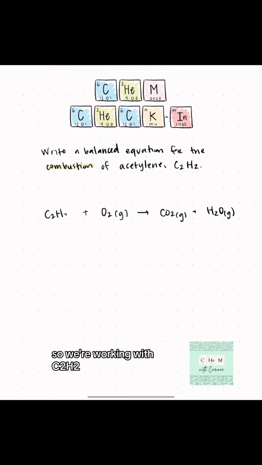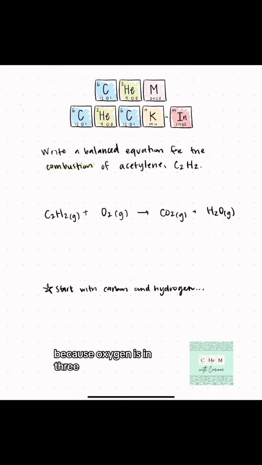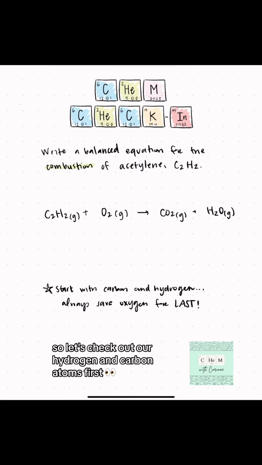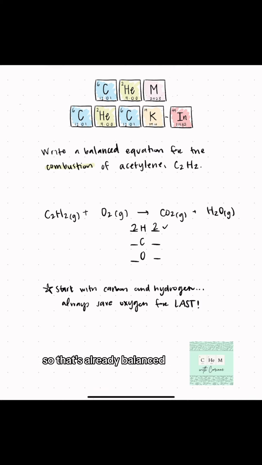So we're working with C2H2. We want to start by balancing our carbon and our hydrogen atoms first. This is always the case with combustion reactions. Because oxygen is in 3, maybe 4 of your species, you always want to save it for last because things just get too complicated. So let's check out our hydrogen and carbon atoms first. We have 2 atoms of hydrogen on both our reactants and product side, so that's already balanced. Now let's check out our carbon.